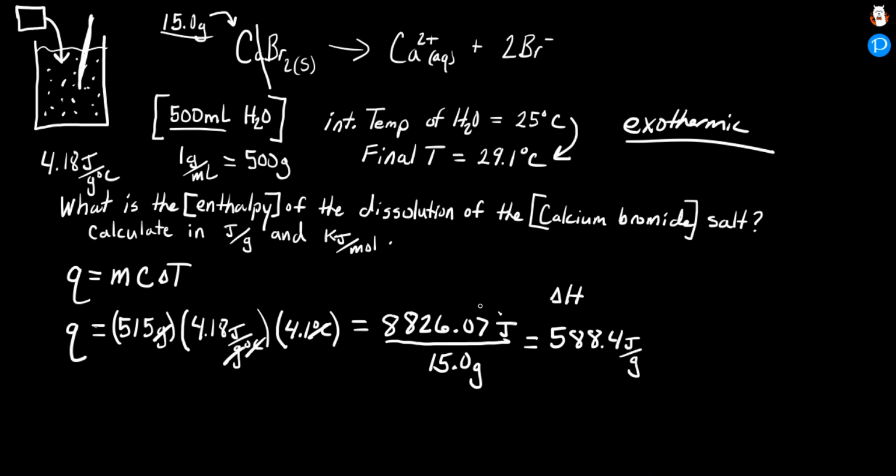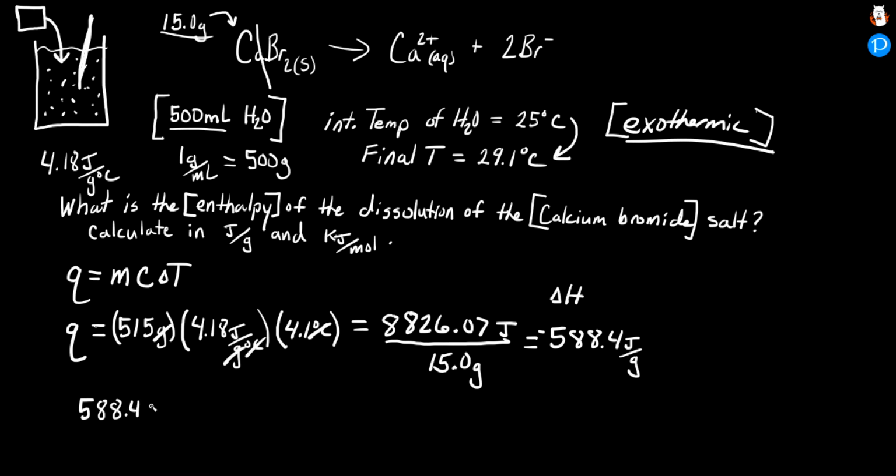Oh, and actually we forgot one important thing, didn't we? In this case, we said that this is exothermic. And so for my enthalpy here, I would have to make this negative. So negative 588.4 joules per gram. Now I want to get it in kilojoules per mole. So I'm going to put this down here real quick. We're going to do a little bit of converting.